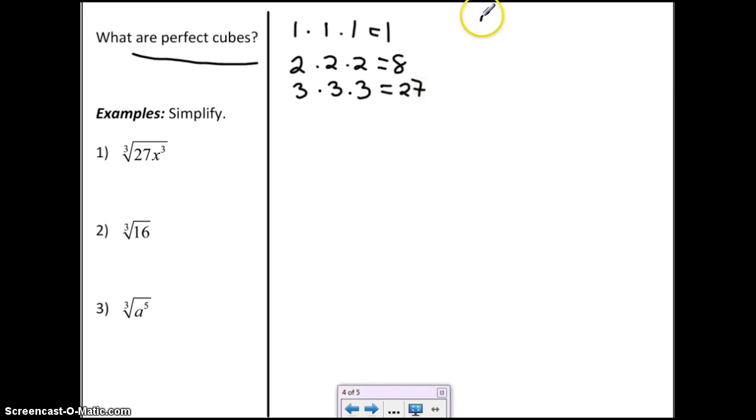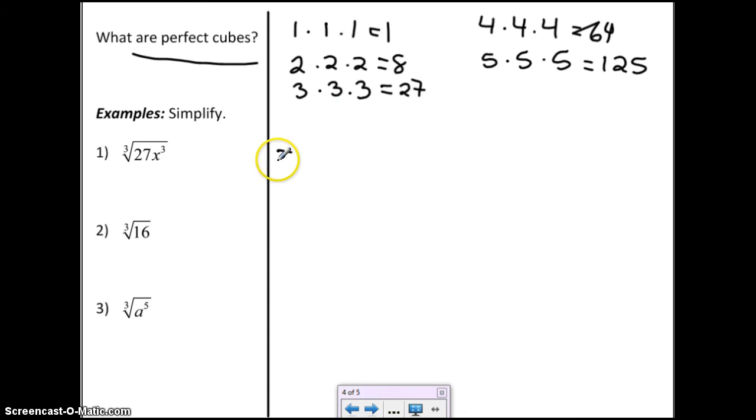4 times 4 times 4, so 4 times 4 makes 16, times another 4 will make 64. And then another one we should know is also 5 times 5 times 5. That will make 25, and then times another 5, that will make 125. So 125, 64, 27, 8, and 1. Those are all perfect cubes because 3 of the same number will multiply to make them.